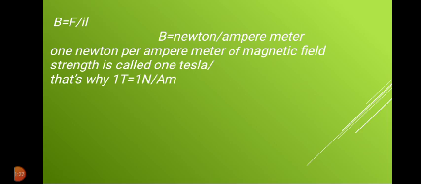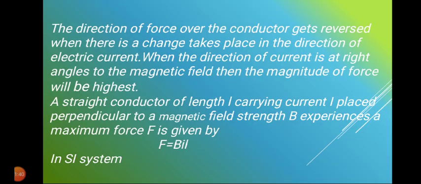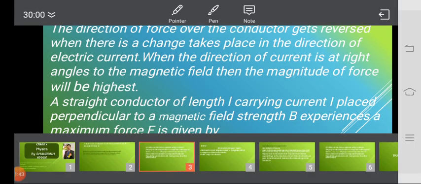Okay, now students, there is a question raised: on which factors does the force acting on a current carrying conductor depend? There are three factors on which the force on a current carrying conductor depends. From the formula we can find out the factors, that is, F is equal to BIL.